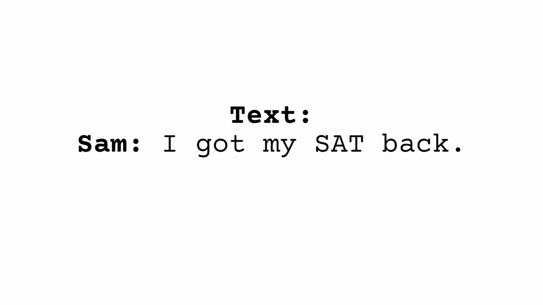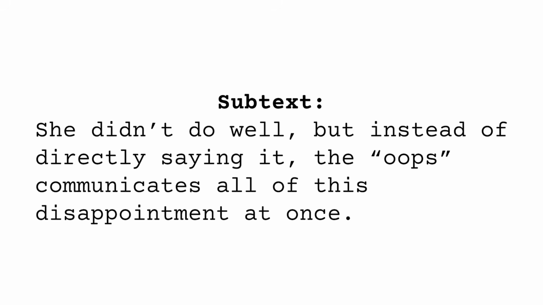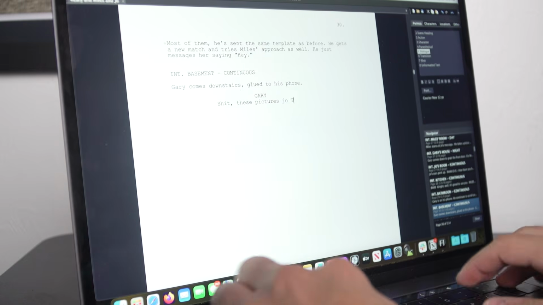Movie, The Perks of Being a Wallflower. Text, Sam, I got my SAT back. Oops. Subtext, she didn't do well, but instead of directly saying it, the oops communicates all this disappointment at once. The more you document these moments, the better you get at identifying subtext, both in other movies and in real life. And as you do, you'll find yourself instinctively adding these layers to your own dialogue without even realizing it.